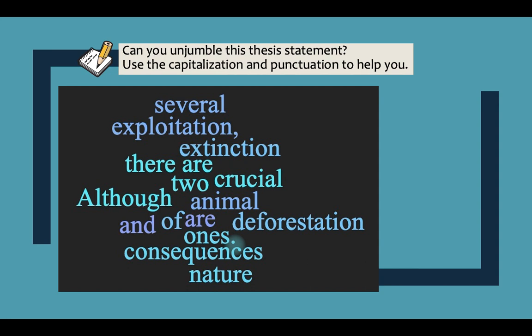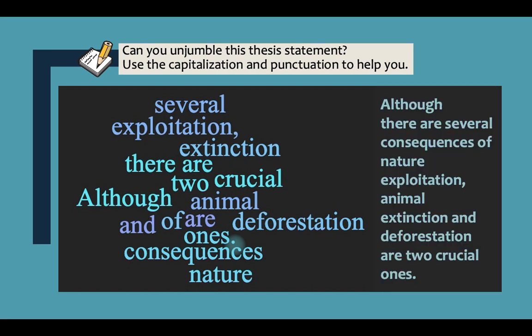Okay, let's take a look. Although there are several consequences of nature exploitation, comma, animal extinction and deforestation are two crucial ones. So I hope you see how this structure flows, and it can be a little bit flexible in the actual words that are used.